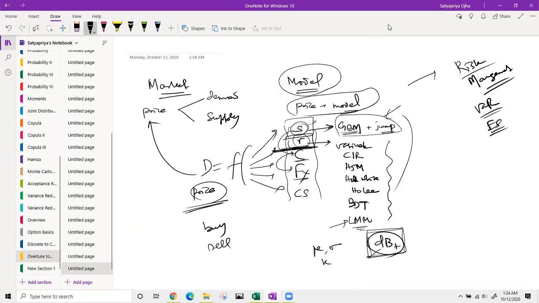So the next class will cover stochastic calculus in detail. We'll look at a couple of examples. We'll derive the GBM. So that will be the agenda for the next class.